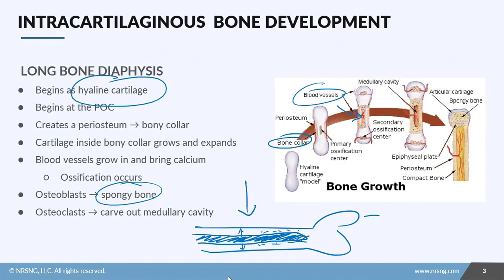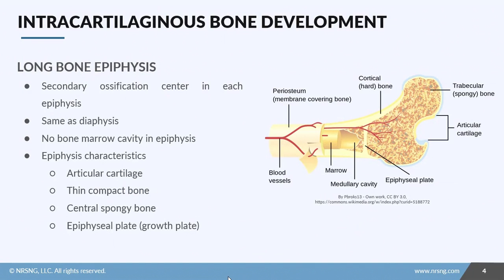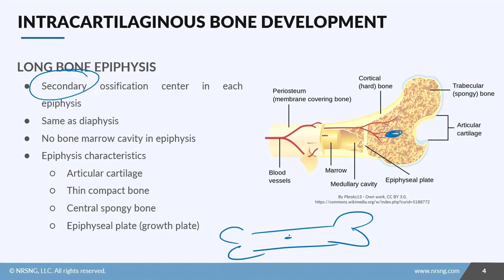So now that we've looked at the diaphysis, now let's look at the epiphysis. So intracartilaginous bone development in the epiphysis is not really any different than in the diaphysis. The only difference is instead of being a primary ossification center, it's called a secondary ossification center, and it happens here. So at the same time, you've got your primary ossification center, and that's what's happening there. But then you're going to have these secondary ossification centers that happen in the epiphysis. The process is the same.